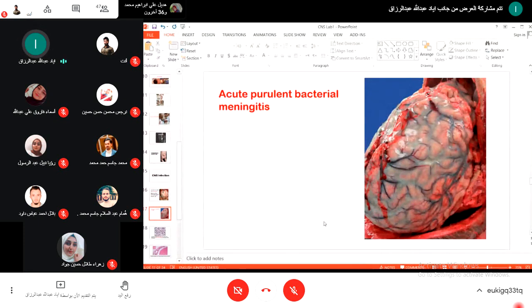Notice this other picture. Look now, the surface of the brain is covered extensively by a purulent exudate. This gray-white color: there is a shiny gray-white covering of the brain tissue. After we lifted the meninges, this is pus. See the whole brain covered by pus. This is acute purulent bacterial meningitis.